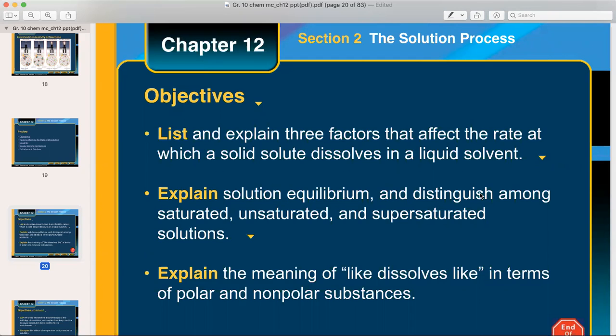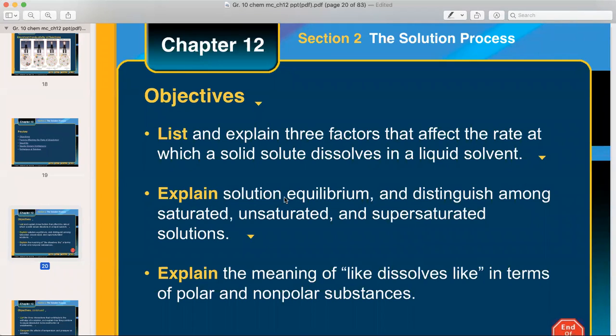Now we will study the second lesson. The name of the lesson is the solution process. Let us have a look at the objectives of the lesson. List and explain three factors that affect the rate at which a solid solute dissolves in a liquid solvent.